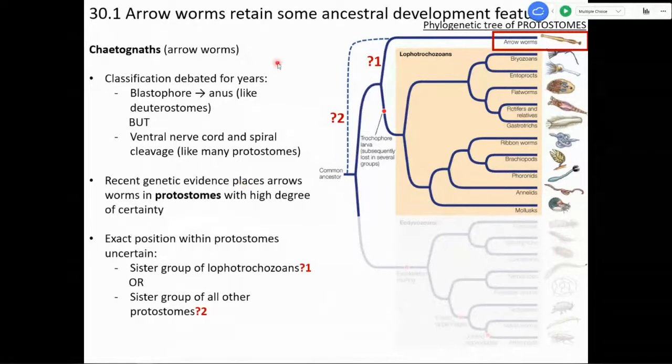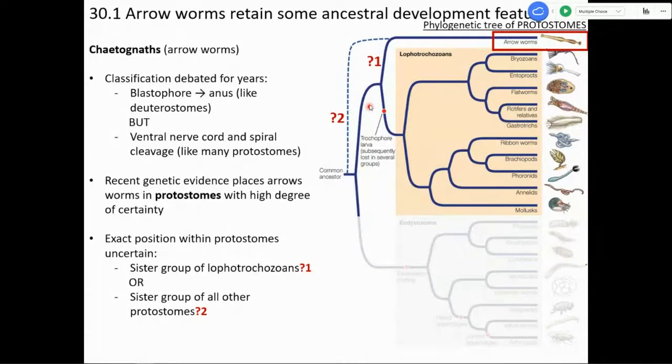Now, the interesting thing about them is that they were thought not to be protostomes for a while. Classification of these was debated for a long time based upon their morphological traits. They have some traits that can put them in the protostomes and some in the deuterostomes. They have a blastopore that develops into an anus in the embryonic stage, like the deuterostomes do. But they have a ventral nerve cord and spiral cleavage, which is more typical of the protostomes. But genetic evidence puts them with a high degree of confidence within the protostomes. What is more uncertain at the moment is where exactly they lie within this.